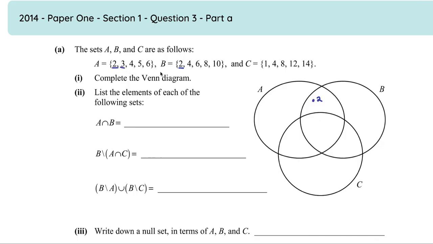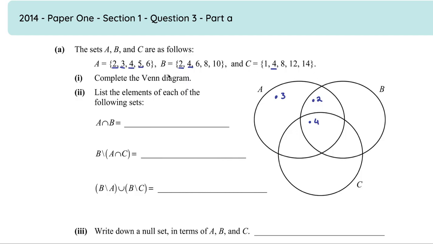3 belongs to A only, so I'm going to put that in there. And I'm using dots here to show that we're talking about elements. This 3 is not the cardinal number. This 3 represents that 3 belongs to A. The 4 then belongs to A, B, and C, so I'm going to put that right in the middle.